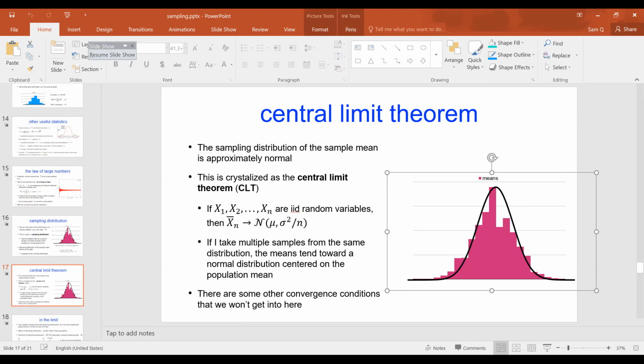This Gaussian will have the population mean mu at the center, because you are falling around the true population mean. So you will have the population mean at the center. And then the variance there will be the population variance decayed by the number of samples, your sample size.